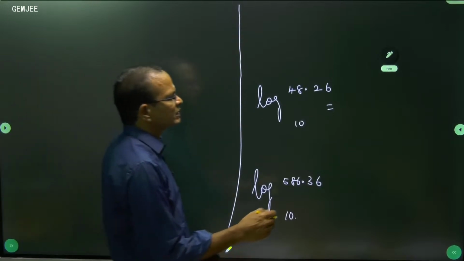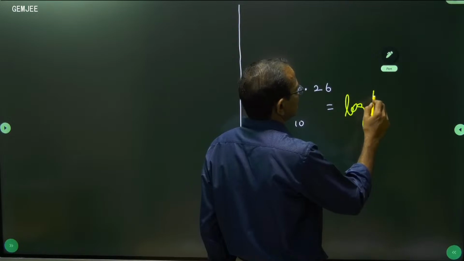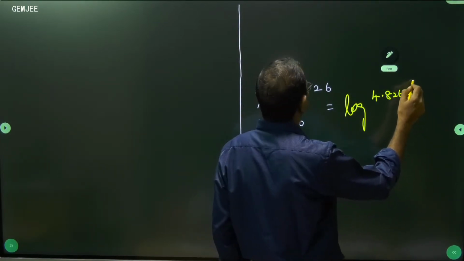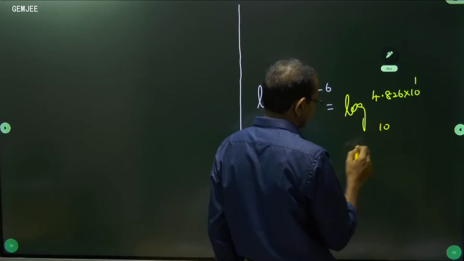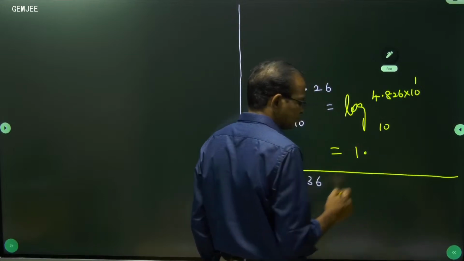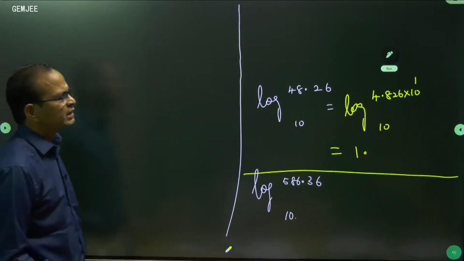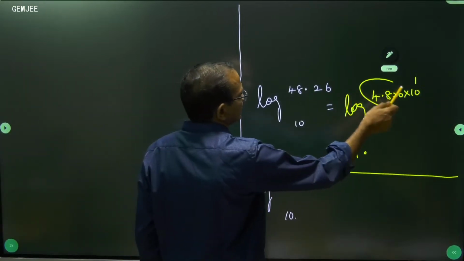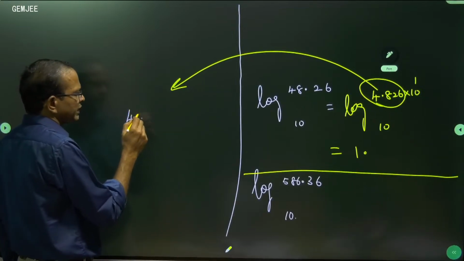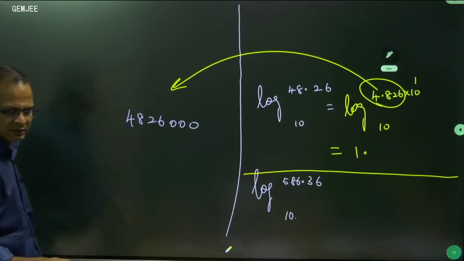So first of all, it should be written in scientific form. Log of 4.826 into 10 power 1 to the base 10 equal to 1 point. Yes sir. 1 point, sure. Is anything left? Is that all? What is there? 4826000, you can add as many zeros as you like.